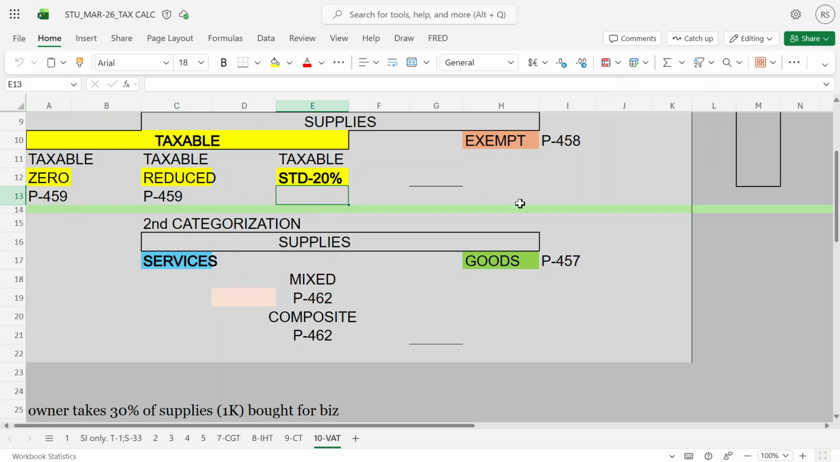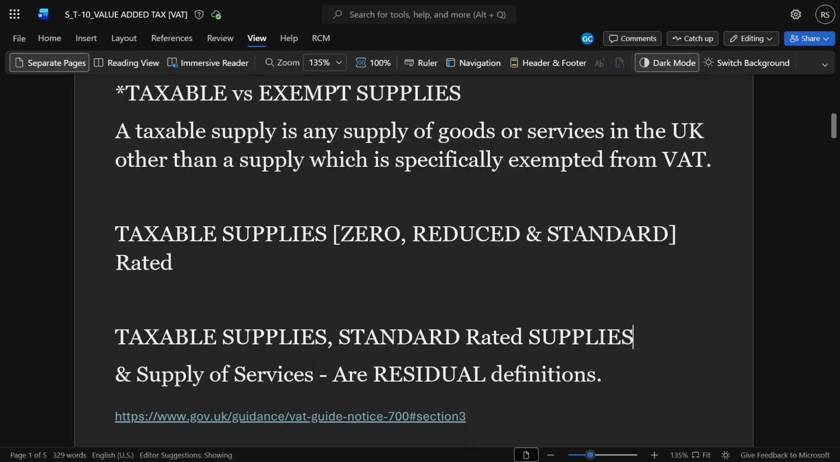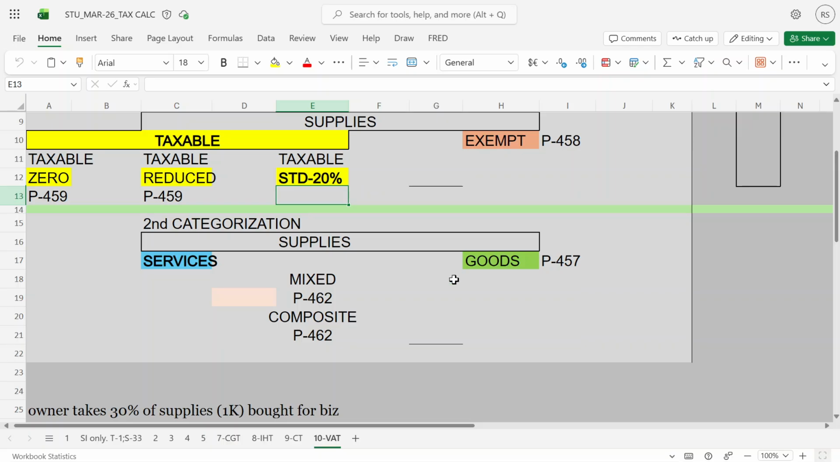Now, what is a taxable supply? What is a standard rated supply? Again, that's a residual definition, as I mentioned here. Standard rated supplies are also a residual definition. You notice that under standard rated, I have not given any list number on any page because they have not listed the standard rated supplies.